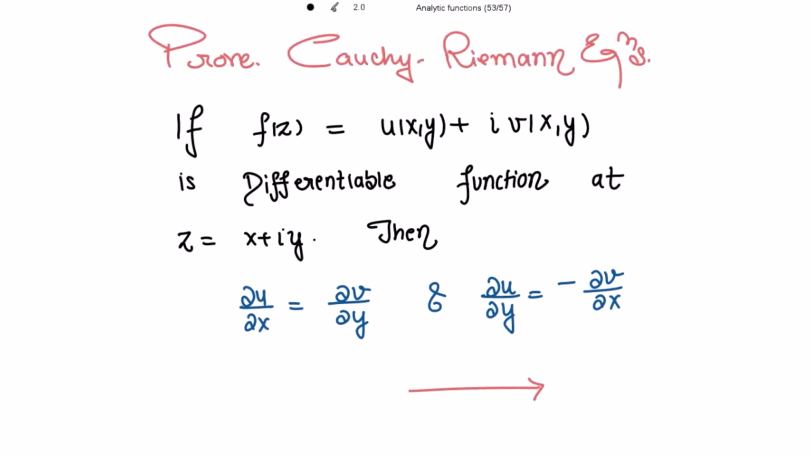Cauchy-Riemann equations. If f(z) = u(x,y) + iv(x,y) is a differentiable function at z = x + iy, then ∂u/∂x = ∂v/∂y and ∂u/∂y = -∂v/∂x. These are the Cauchy-Riemann equations which we are going to prove, and it is given that f(z) is a differentiable function. So we just need to apply the definition of differentiability for f(z). Let's start with the proof.